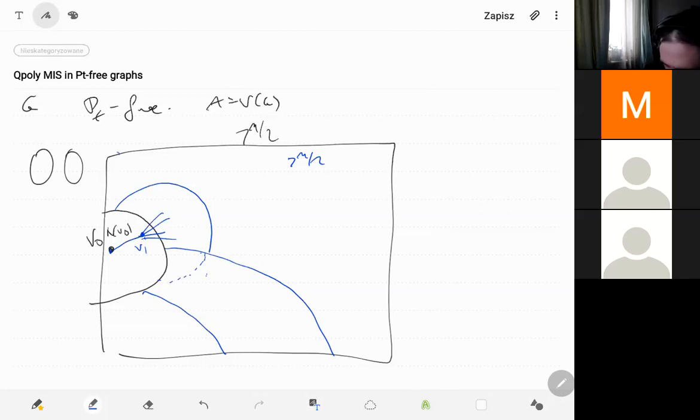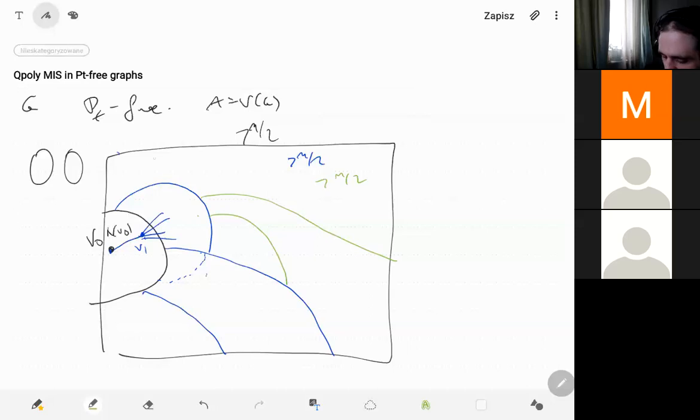Okay, and change the color again. And now maybe this one splits into connected components. I deleted two neighborhoods, so maybe already everybody is less than half. If yes, then I'm done. Otherwise, there may be another component of size more than half.